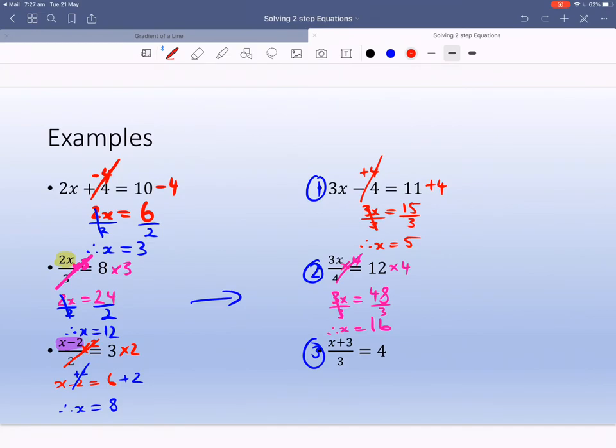Hopefully you've done the work. Times 3 gets rid of that 3, times 3. x plus 3 equals 12, minus 3, therefore x equals 9. All right, so that's the lesson on how to undo two-step equations.